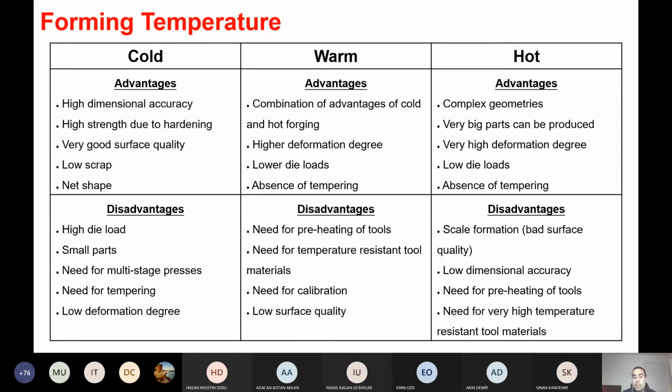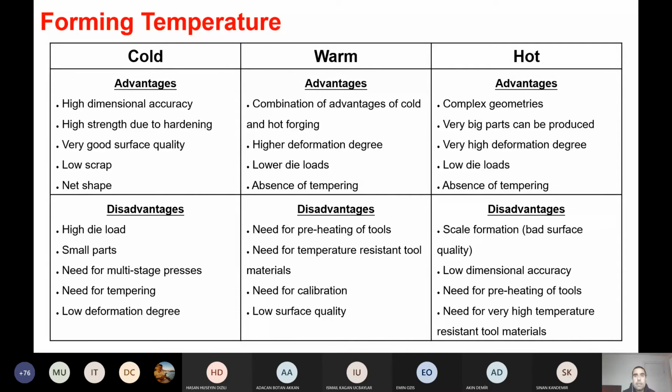But opposite to cold forging, we have some drawbacks in hot forging. We have scale formation, you know, this shell which forms on the outside of the part due to oxidation, and that causes quite bad surface quality. Dimensional accuracy is much lower because of all the thermal effects, thermal expansion and contraction, which we observe during the process. We need to preheat the tools to prevent thermal fatigue and thermal shock. And we need very high temperature resistant tool materials.